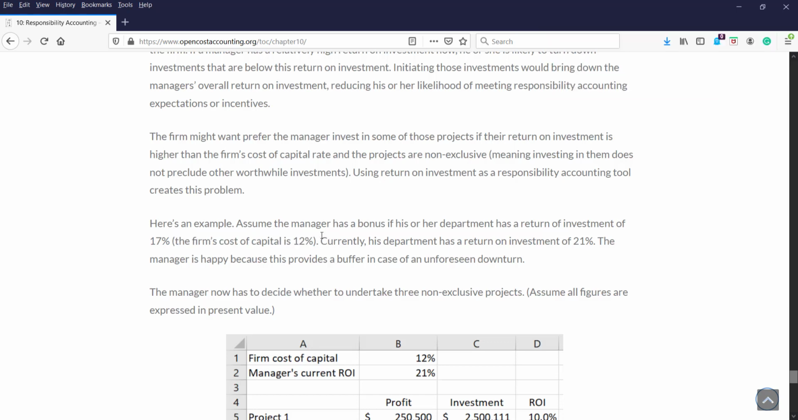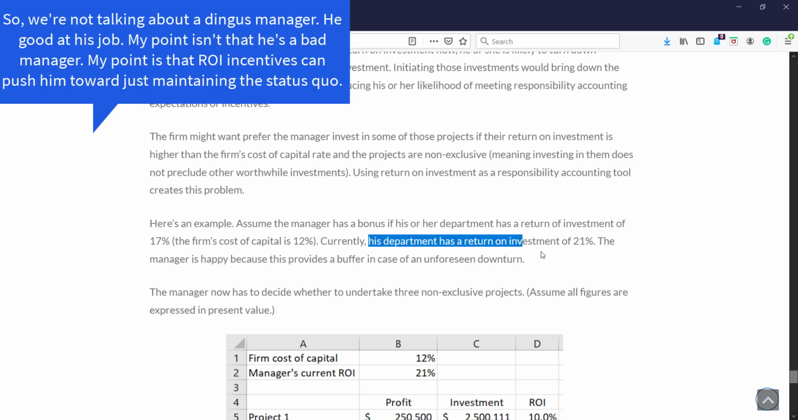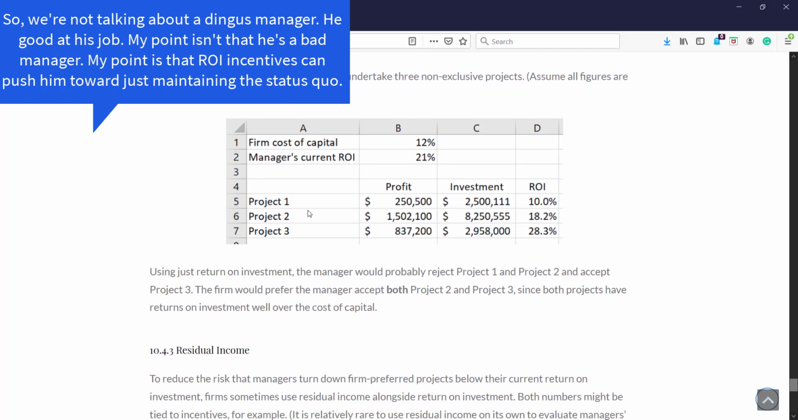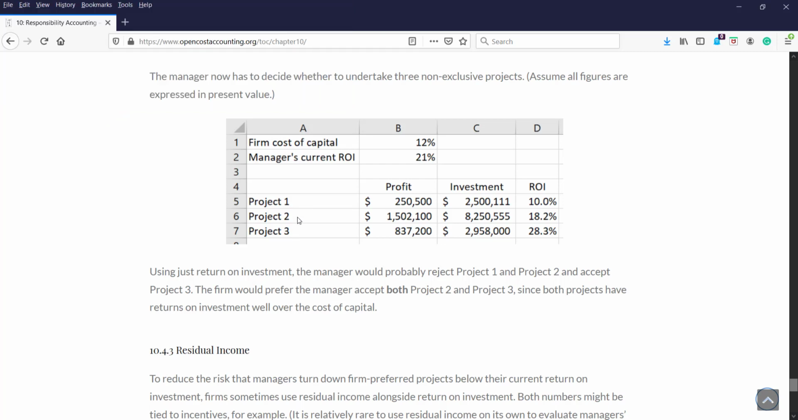Now, currently, this manager has a department rate of return of 21%. Well, that's above 17%, looking good. There are a few options: 3 different projects that the manager could take on, non-exclusive, meaning that he could invest in all 3 of these projects. He could build a warehouse, build a production plant, build a restaurant. I don't know, 3 different things. And they have these various ROIs.